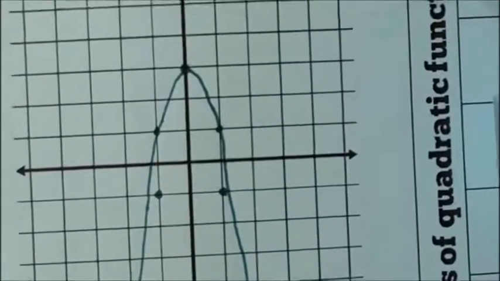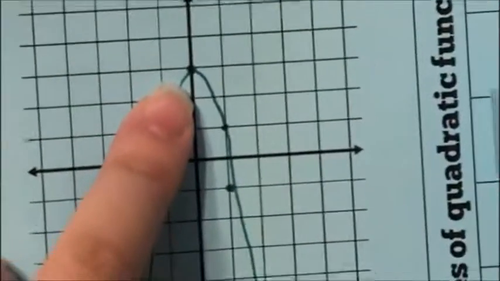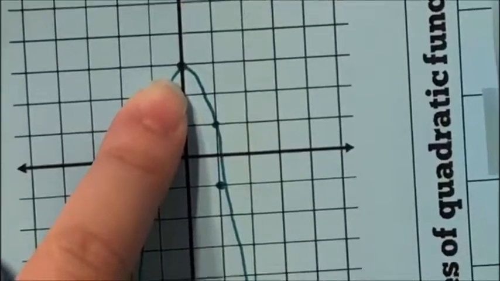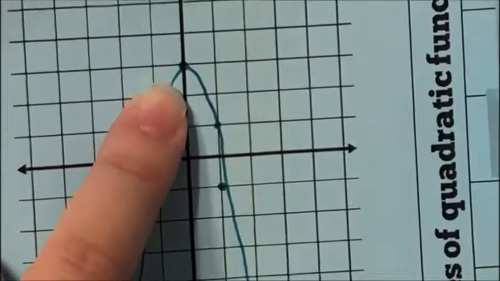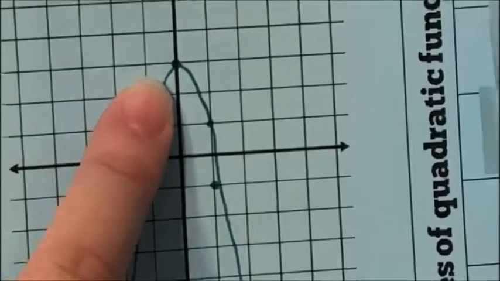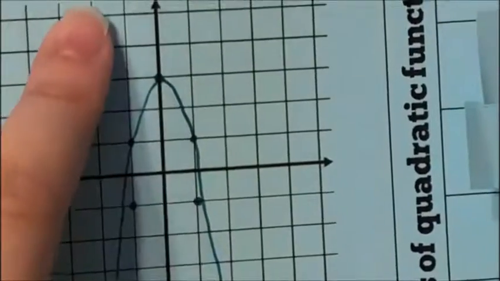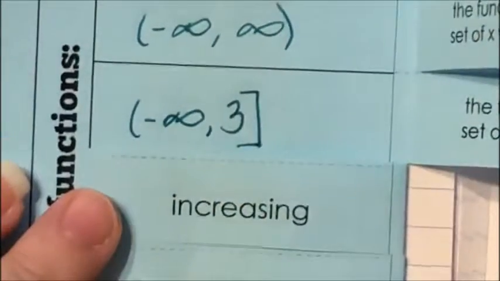My range is the function's set of y values. On a parabola, there's always going to be a stopping point. My stopping point is 3, because I have 3 here. I can't go any higher than that, but it will keep going down. So my y values are going to be -infinity up until 3.